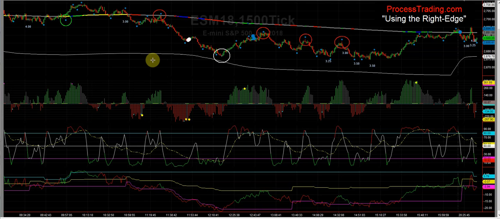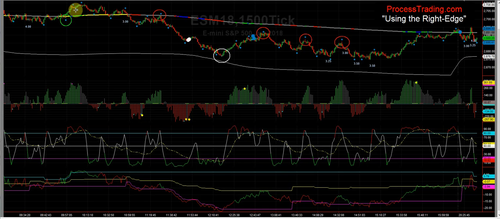So, not unusually, all the places where processtrading.com indicated there was a valid trade to take, all were successful and all for multiple points.